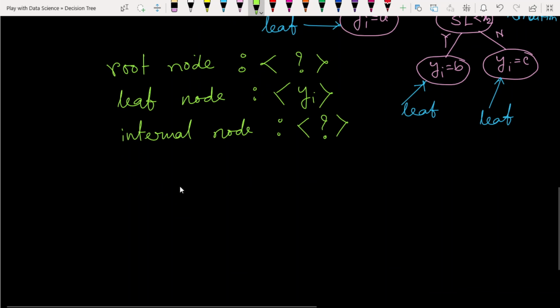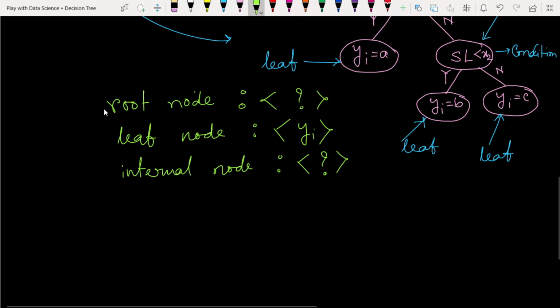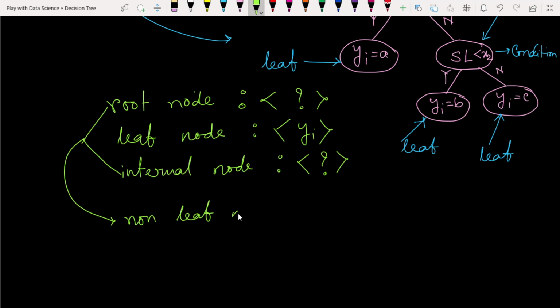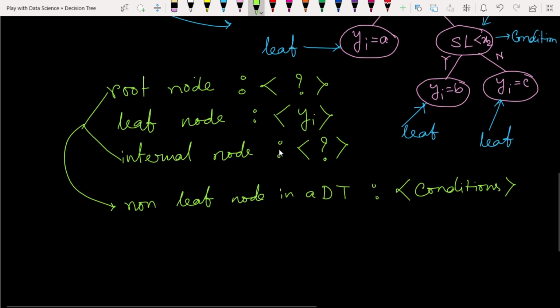So if we consider these two nodes, leaf node and internal node, this means the non-leaf node. In a non-leaf node in a decision tree we have checking conditions. Okay, this is the simple structure of the tree.